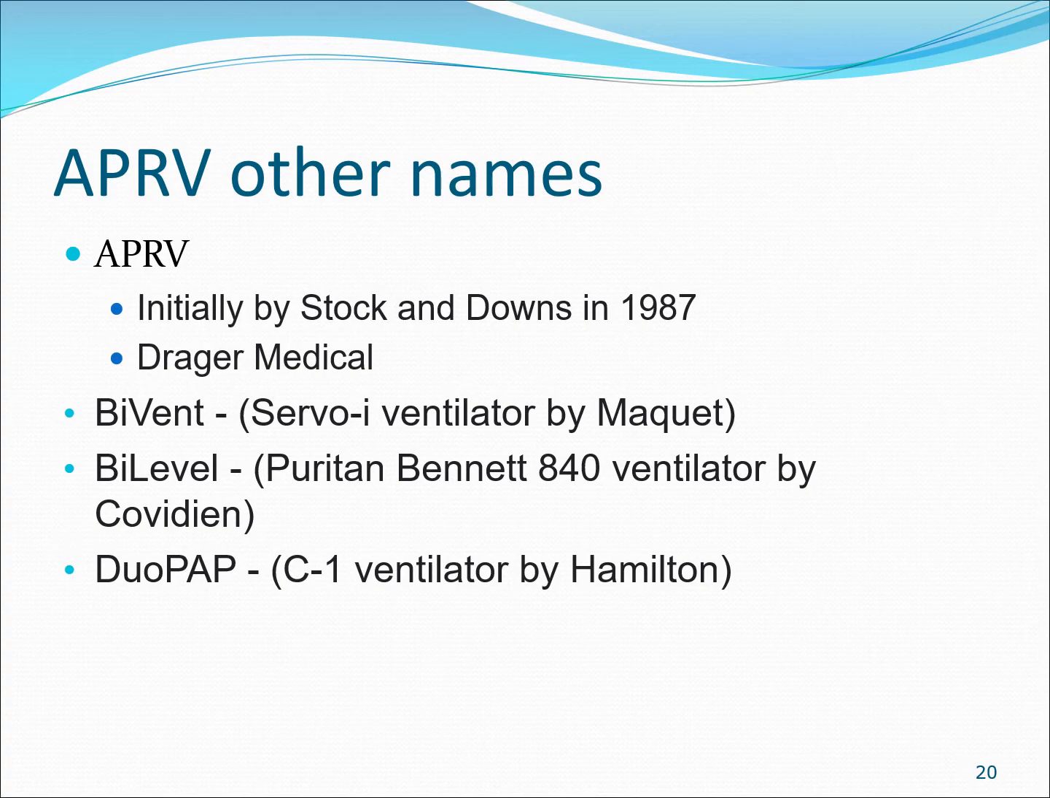But as time went on, other manufacturers, McQuaid, Puritan Bennett, Hamilton, they wanted their version of APRV, and they call it a little bit different. Like McQuaid calls it BiVent, Puritan Bennett calls it BiLevel, Hamilton calls it DuoPAP. But they're really the same mode, little nuances with it, but they are actually the same mode. So understand, the name doesn't mean anything. It's just how you use the ventilator and how good you are as a therapist.